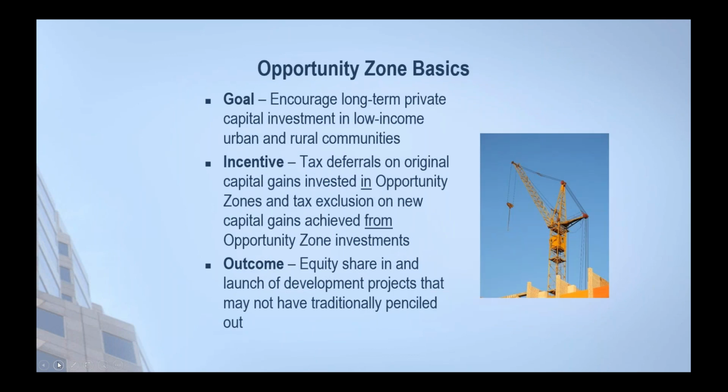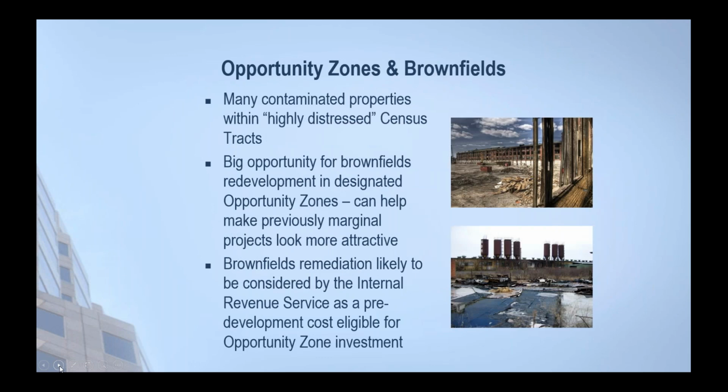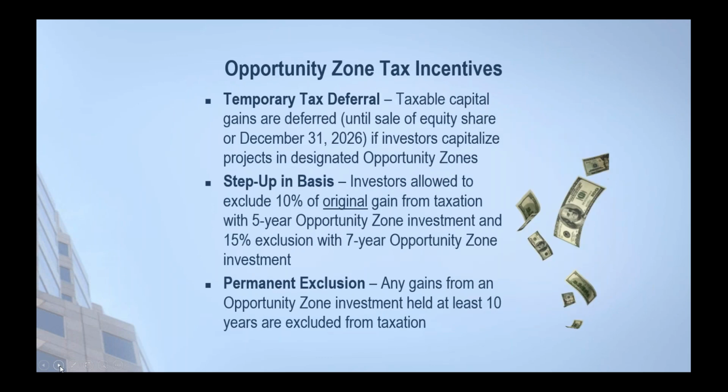So let me walk you through what the tax incentives are, and I hope to help you make sense of how someone's going to benefit by this. So number one is the temporary tax deferral. And what this means is if you've made a windfall on Wall Street and you've got capital gains that are subject to taxation today in 2018, what an Opportunity Zone investment provides you is an opportunity to defer and minimize the taxation on those original capital gains.